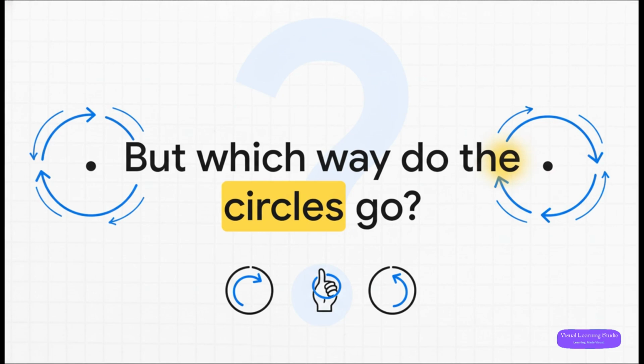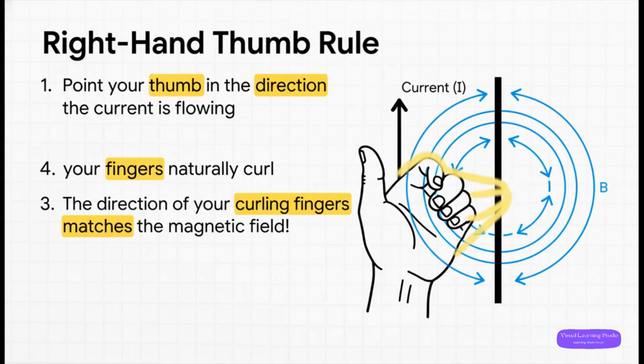Guessing is a 50-50 shot, and that's not good enough in physics. Thankfully, there is a super simple trick to get it right every single time. And it's called the right-hand thumb rule. No, seriously, do this with me right now, wherever you are.